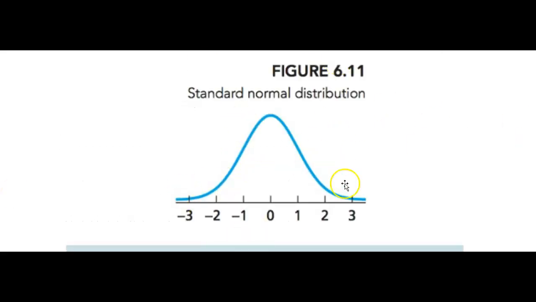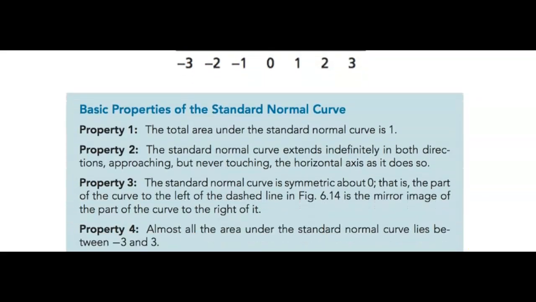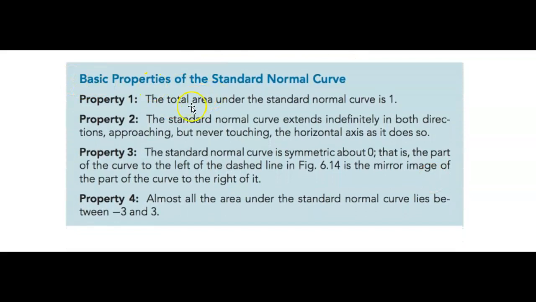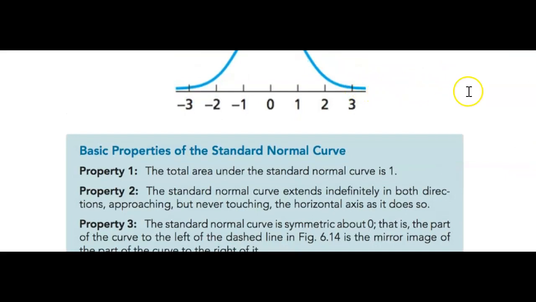Okay, so this is the standard normal curve, and we're interested in finding the area on different parts of this curve. Later on, you will see that becomes probability. So we have the basic properties of the standard normal curve. The total area under the standard normal curve is 1. The curve extends indefinitely in both directions, approaching but never touching the horizontal axis. So it goes on forever, but it never touches this axis. There's always a space between the x-axis and the curve.